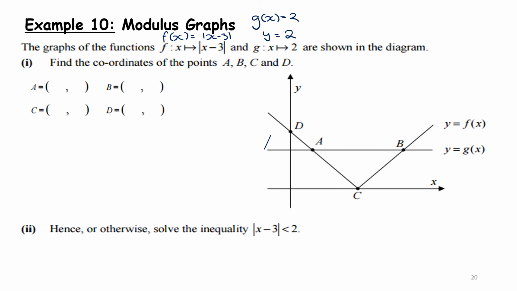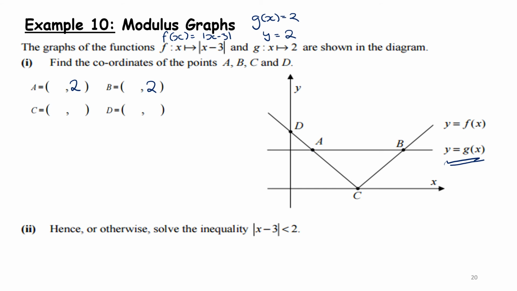It now wants us to find the coordinates of A, B, C, and D in this diagram. So where to start? Well, I'm going to start with A and B. Notice that they are both on the line g of x. I've just told you that g of x was y equals 2. So for A and B, we know that the y part equals 2. So all we're missing now is the x part. Let's hold that for a second.